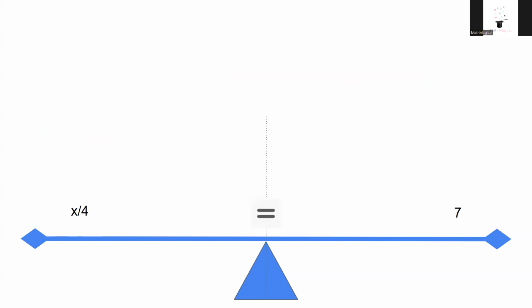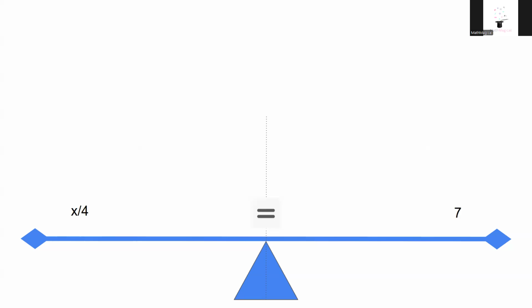Our first example is x divided by 4 equals 7. You'll notice I've drawn this on a scale. That is to help us remember that anytime we're solving equations, we need to keep them balanced by doing the same thing on both sides of the equation.